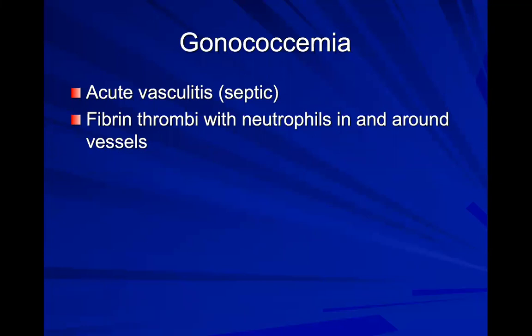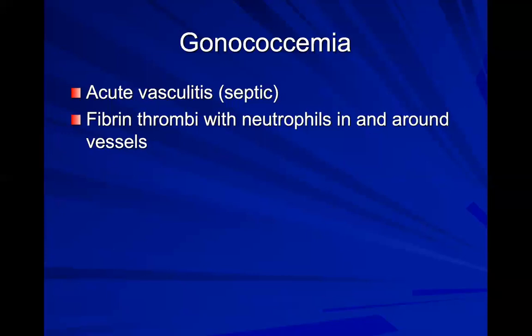So other Neisseria infections, you might see a septic vasculitis, right? So we saw that in the vasculitis section. But gonococcemia would be an example of this, meningococcemia also. So you're going to see inflammation in the dermis with fibrin thrombi. And then a sign for infection would be neutrophils, right?